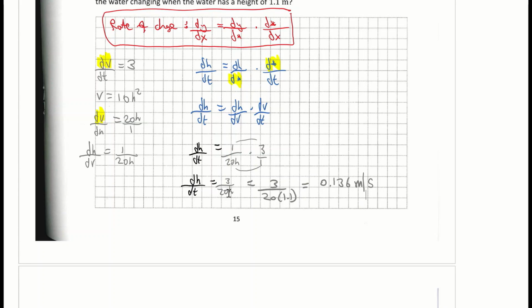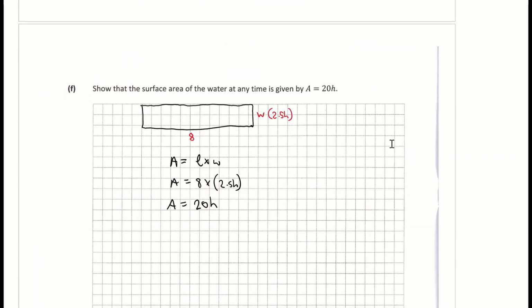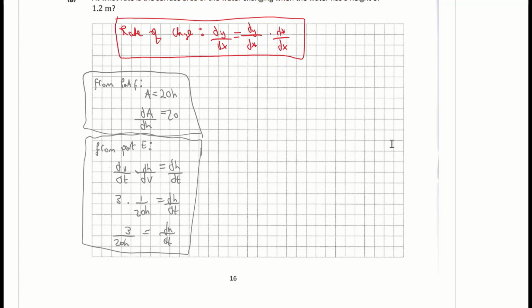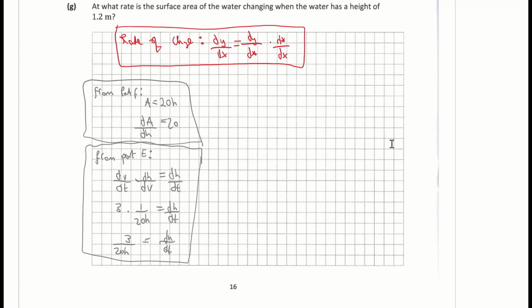So we had it written as 3 over 20h. I'm just going to scroll back down here now, and that's what we have from part E. What else do we know? Actually, let's just fill in our rate of change now.